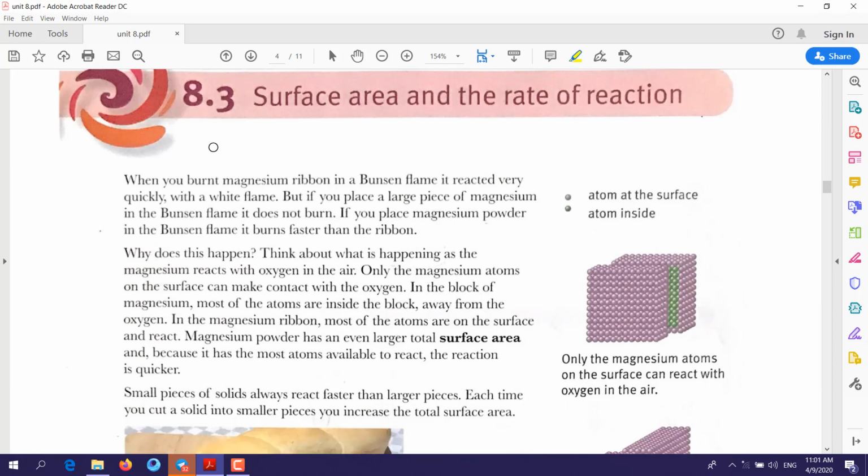8.3. Here we will see the factors that affect the rate of reaction, or the things that make the chemical reaction faster or slower. Firstly, the first factor is surface area. As the surface area increases, the rate of reaction will also increase.